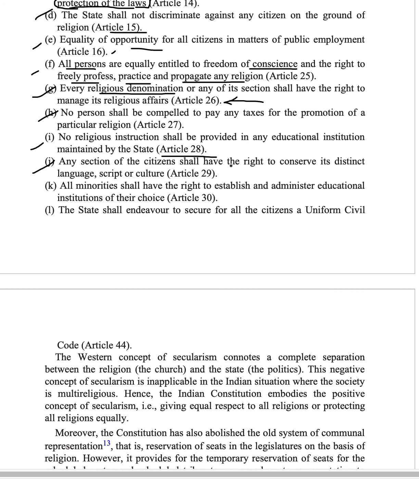Any section of the citizens shall have the right to conserve its distinct language, script, or culture. Article 29. So all sections can have their own institutions. They can preserve their language, their script, their culture by opening an institute just for that particular specific cause.